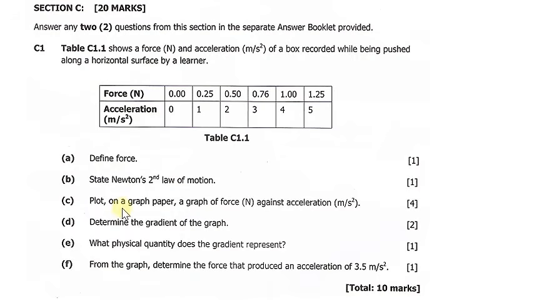The other question says plot a graph of force against acceleration. Okay, let's do that. So I had to come here, see, I brought a graph here. So we have to plot a graph of force against acceleration. I hope this is visible. So here, if they say force against acceleration, meaning force should be on the vertical axis, then acceleration on the horizontal axis.